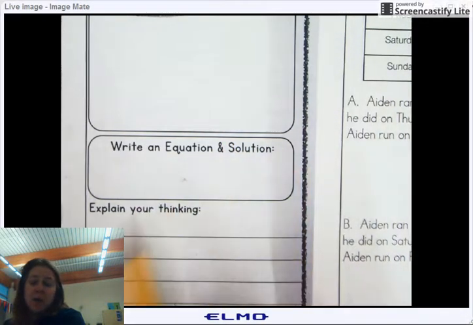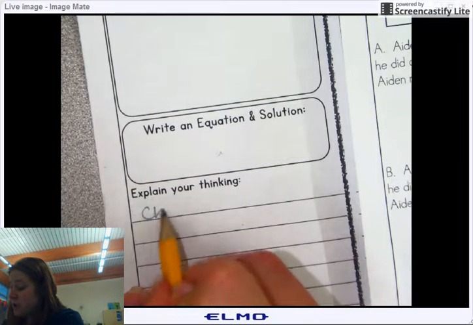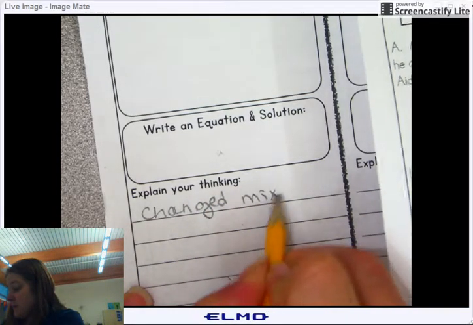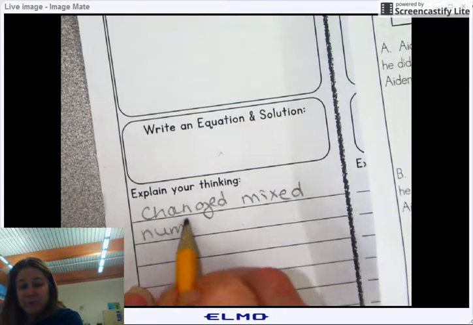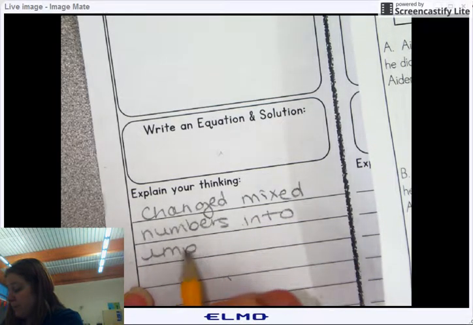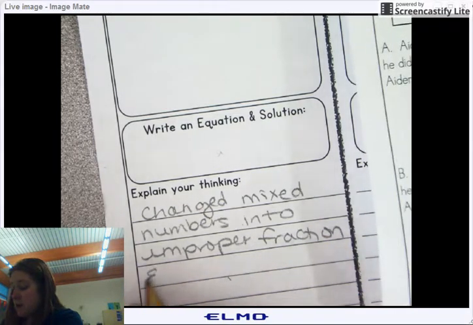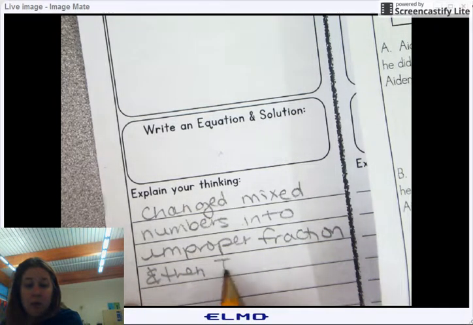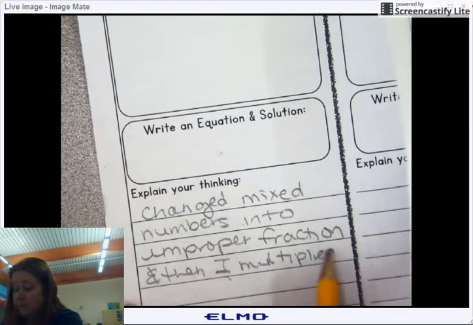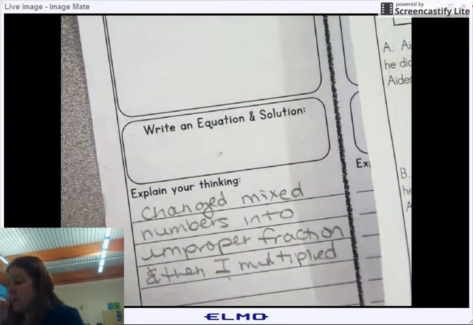Okay? It says right here about writing your equation and solution you've already done. You can explain your thinking. You can write that I changed my mixed numbers into an improper fraction, and then I multiply. Okay. Remember, you can always pause it, go back if you need to continue writing.